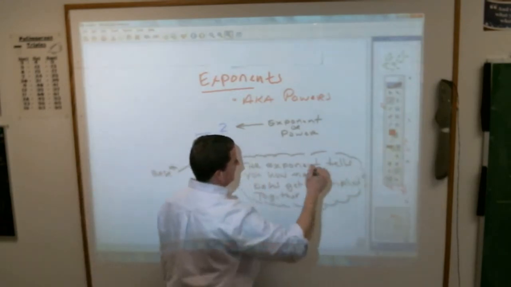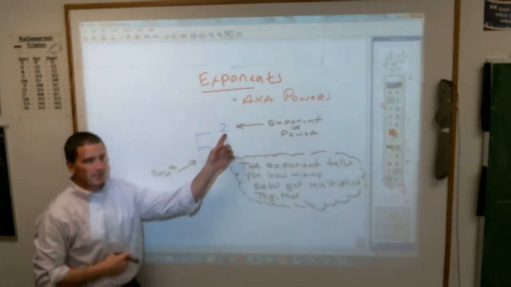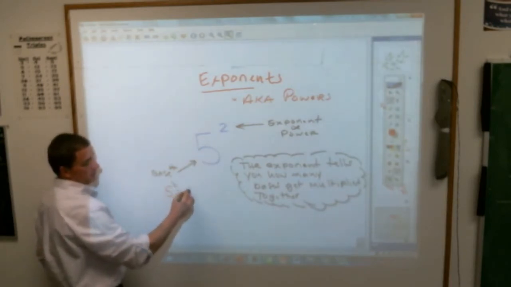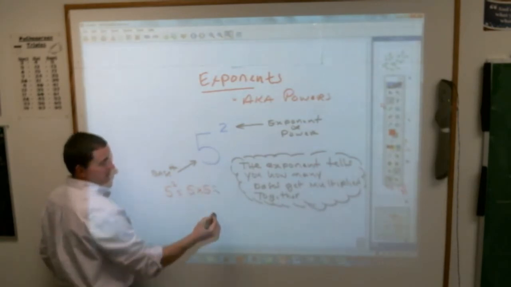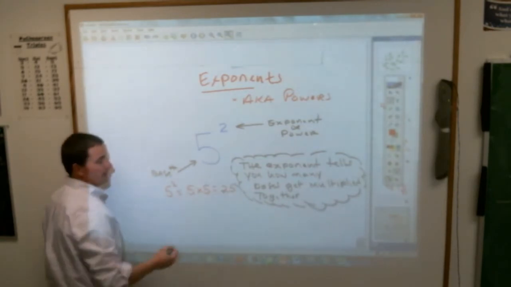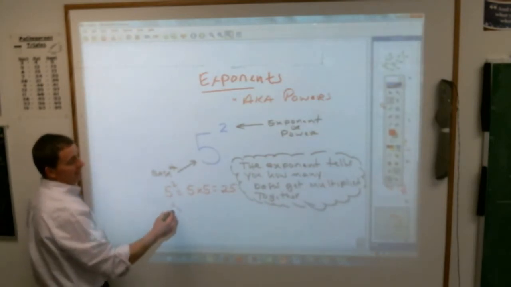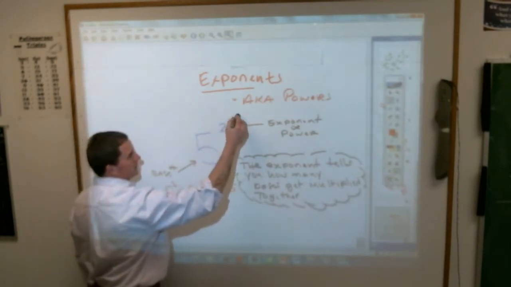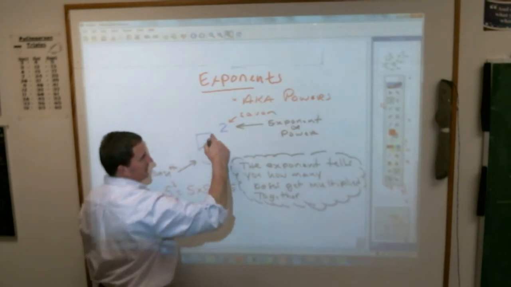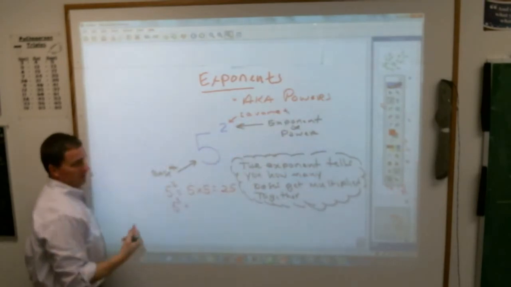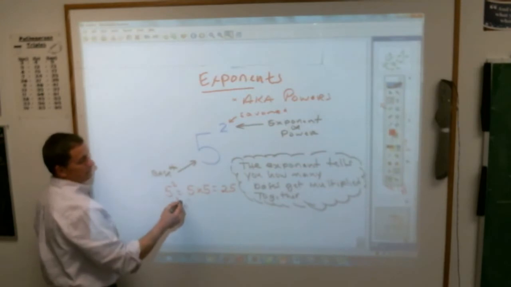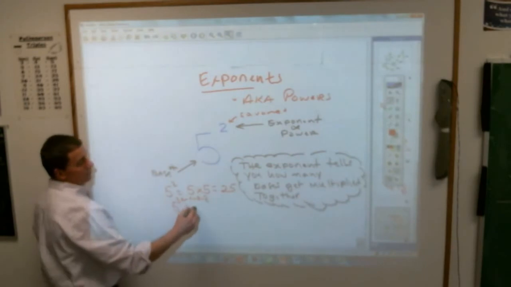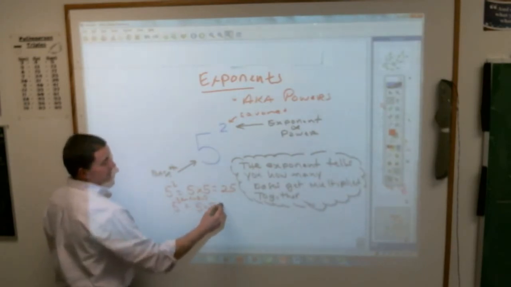So, like Evelyn was saying, this 2, that exponent, says that you multiply two 5s together. 5 squared is two 5s times themselves, and that is 25. By the way, if the exponent is a 2, we call it a square. This is 5 squared. It's the same thing as an exponent or power of 2. If it's 3, we call it cubed. So if you hear those words squared and cubed, cubed means 5 times 5 times 5.